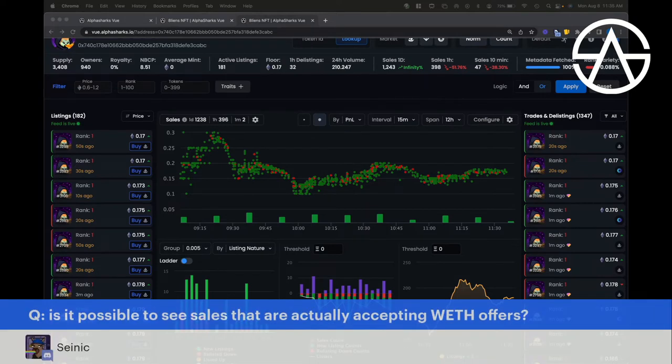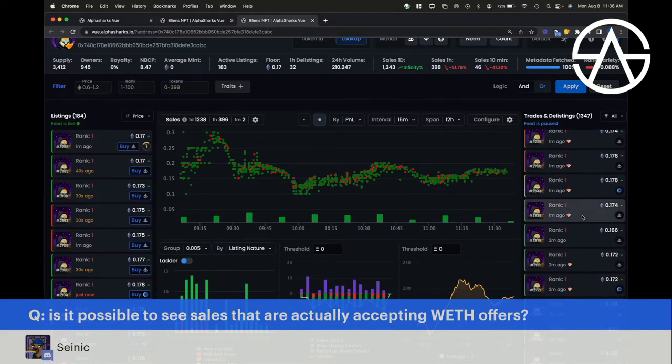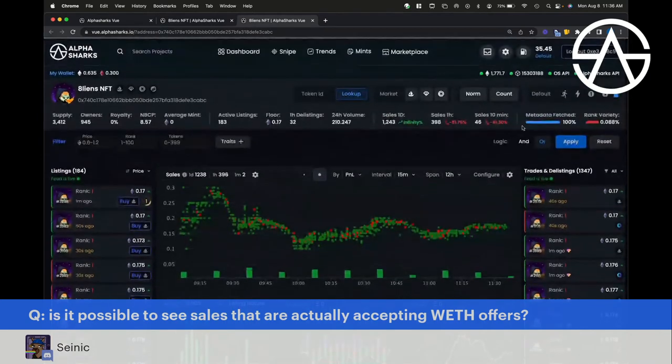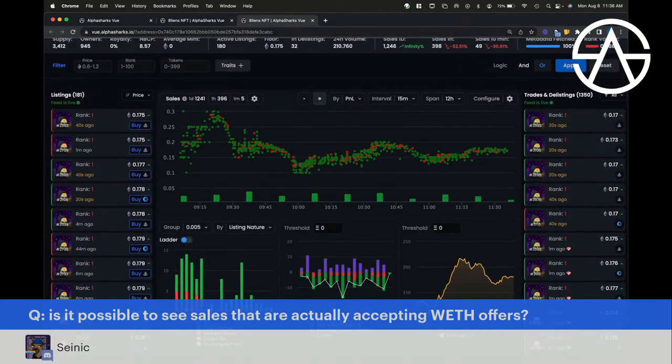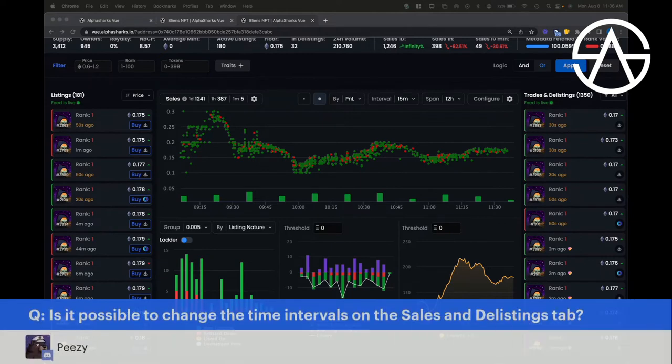Scenic, is it possible to see sales that are actually accepting WETH offers? That's a good question. I'm trying to think if I've seen any. Not that I know of. Definitely will take that to the team as well. I don't know if anybody has any other views on that, but yeah, definitely something to take a look at for sure.